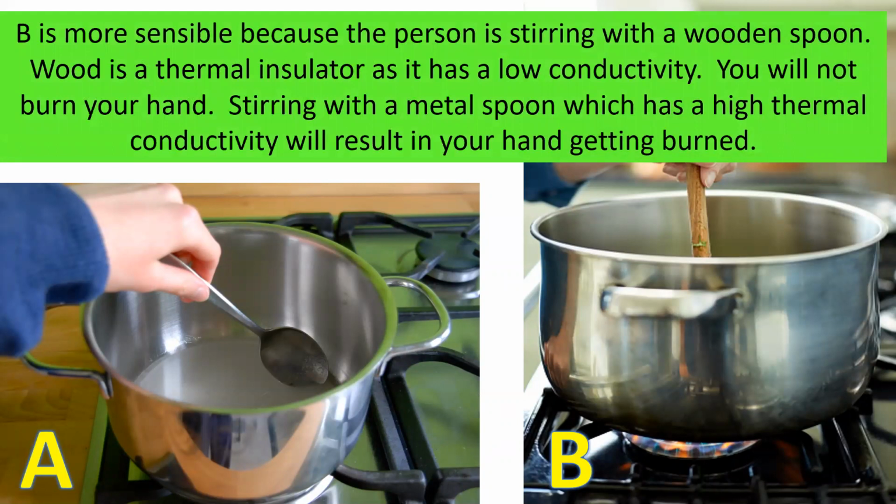Right, hopefully you said that B was more sensible, to stir your sauce with a wooden spoon. And this is because wood is a thermal insulator. It has low thermal conductivity. You will not burn your hand because that heat energy will not be transferred very quickly through the wood. Now, if you stirred your sauce with a metal spoon, which has a high thermal conductivity, the heat transfer through that spoon will be very rapid, and that will result in your hand getting burned.